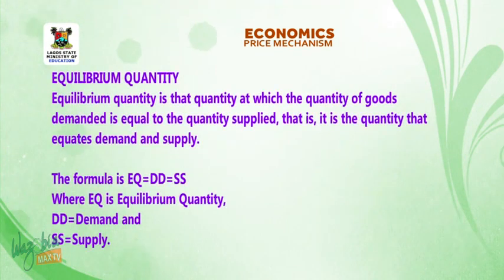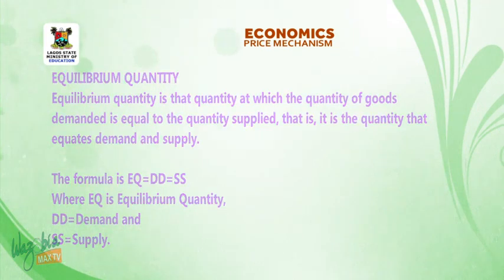Equilibrium quantity. Equilibrium quantity is that quantity at which the quantity of goods demanded is equal to the quantity supplied. That is, it is the quantity that equates demand and supply. The formula: EQ equals DD equals SS. EQ is equilibrium quantity, DD demand, SS supply.